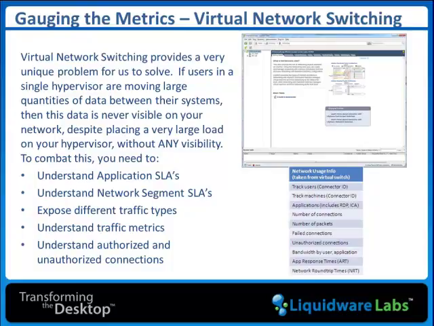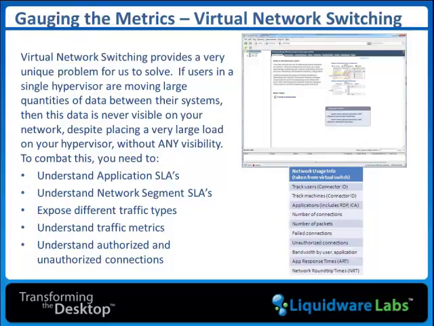Now, to protect against this, what we really need to do is understand application SLAs, or service level agreements. So I need to know if I say that an application has to respond, regardless of where it lives, within 5 seconds, and if it's a physical server providing that application, or a web-based server, or even something that's also virtualized in the same data center, I still need to be able to understand how long the application took to respond.